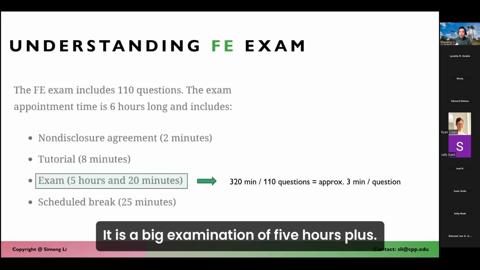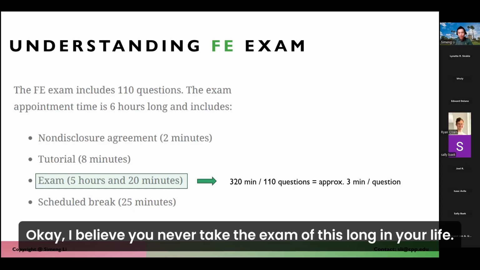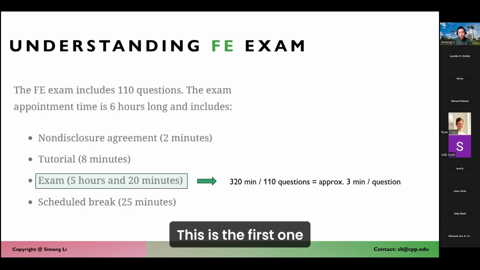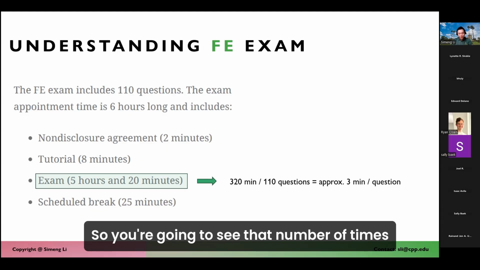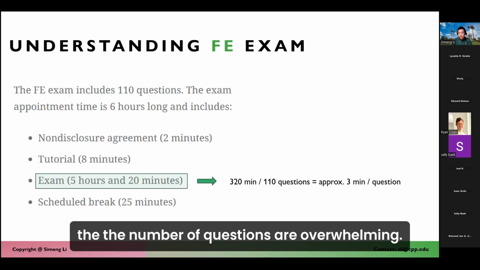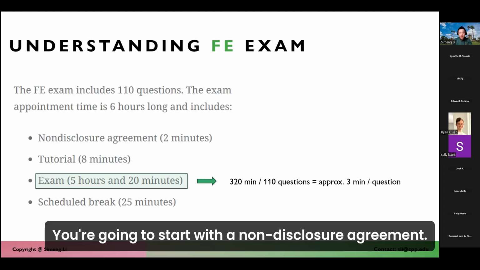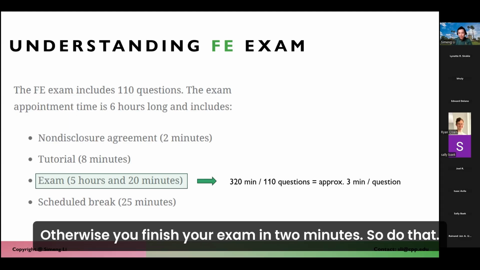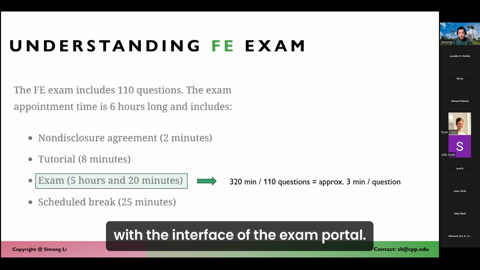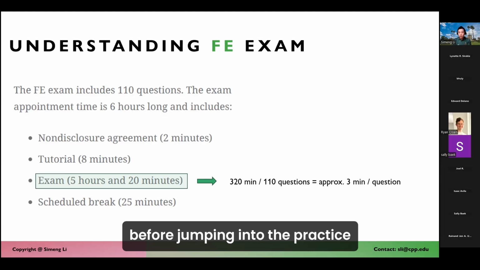This is quite important to understand the purpose of FE. It is a big examination of 5 hours plus. Okay, I believe you never took an exam this long in your life. And here, FE, this is the first one. And PE is going to be an 8 hours examination. So you're going to see that the amount of time and the number of questions are overwhelming. You're going to start with a non-disclosure agreement. You have to say yes, otherwise you finish your exam in 2 minutes. So do that. And the tutorial is to get you familiar with the interface of the exam portal, so you can practice a little bit before jumping into the actual questions.